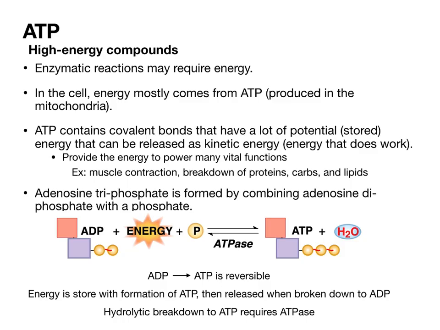Then we get that ATP and we get that H2O because we perform this reaction by dehydration synthesis. So the ADP to ATP is reversible. Energy is stored with the formation of ATP, then released when broken down into ADP. The hydrolytic breakdown of ATP requires ATPase. So both ways it requires that ATPase, that enzyme, to create that reaction.